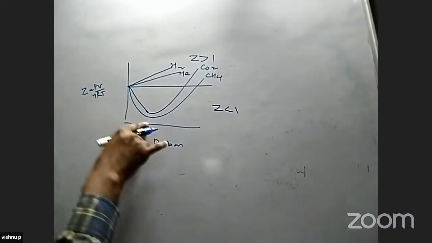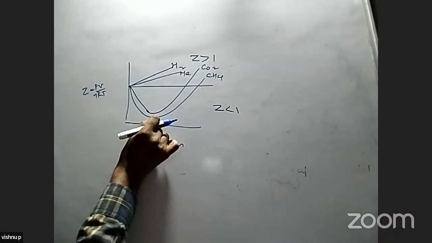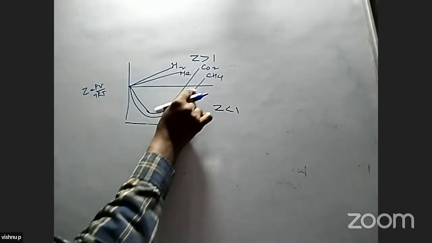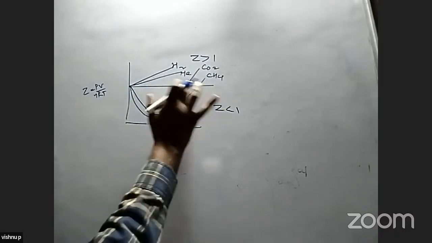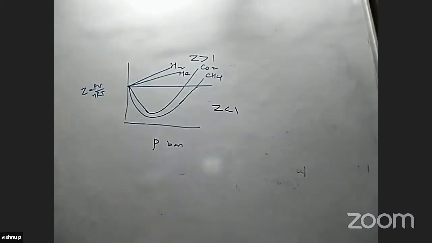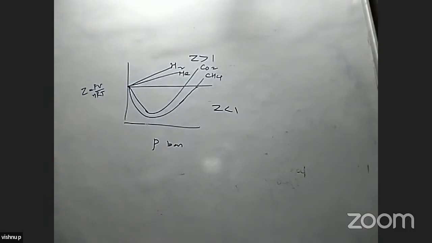So initially, when pressure increases, they are closely arranged, but at high pressure, repulsions are more, and slowly they show some ideal nature. This is the ideal nature here. And at high pressure, again it shows a positive deviation. At very high pressure, gas molecules are very closely arranged. Instead of attractive forces, repulsive forces operate, so they show Z greater than 1.